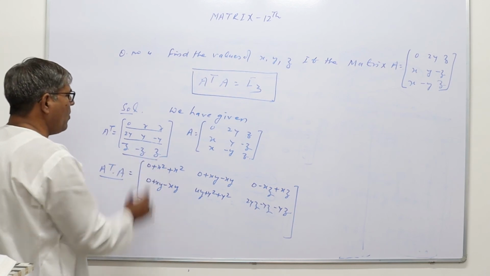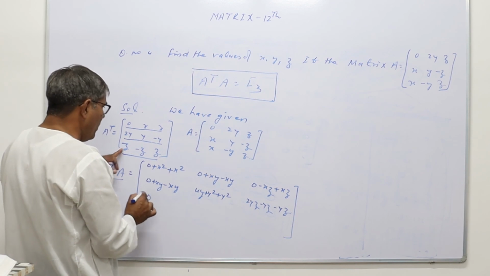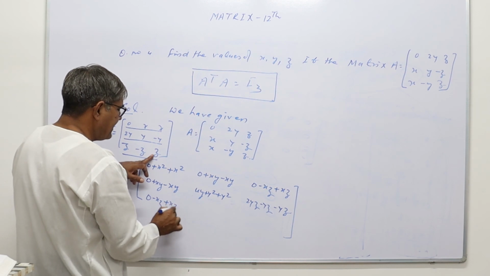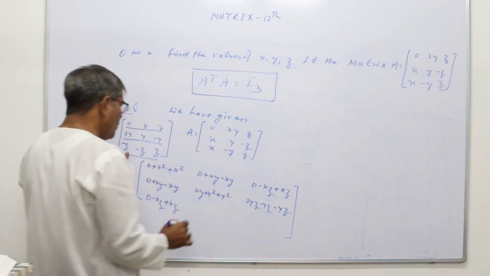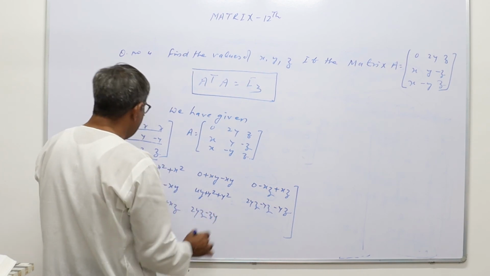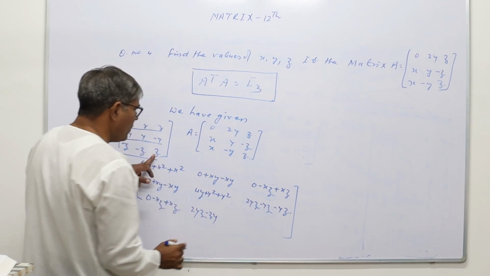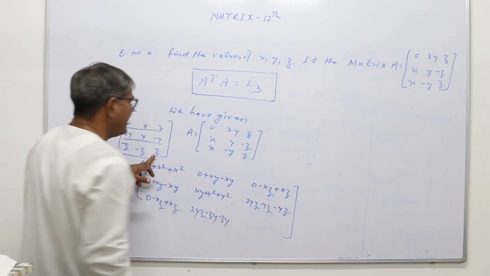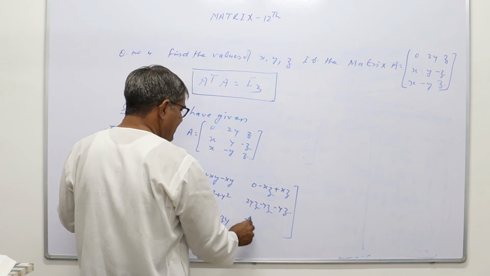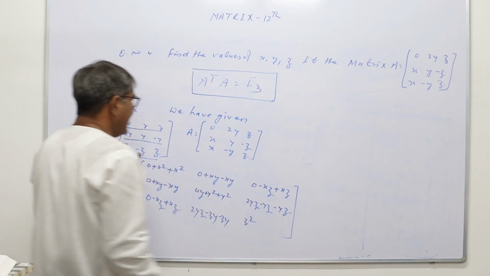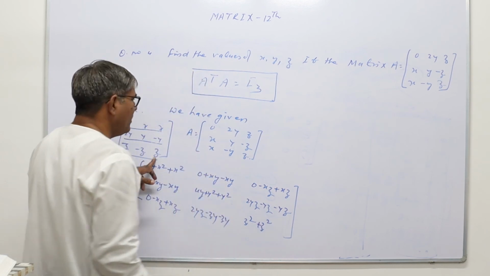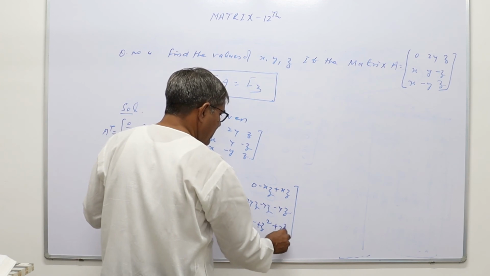Then the third row with the first column: z into 0 is 0, minus z into x is minus xz, plus xz. Then z into 2y is 2yz, minus zy, and this is also minus zy. Then third row, third column: z into z is z square, minus z into minus z is plus z square, and then z into z is also z square.